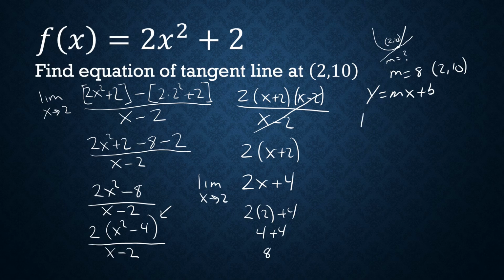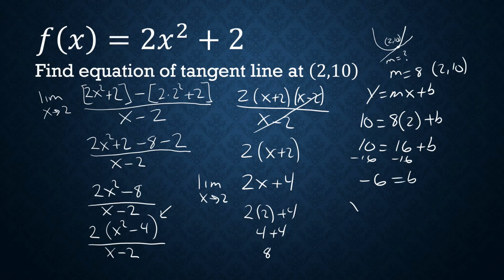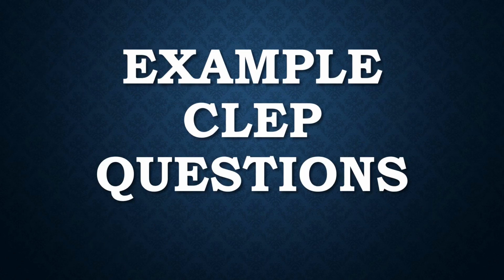My y is 10, slope is 8, x is 2, plus b, which gives me 10 equals 16 plus b. Subtract 16 from both sides. That gives me negative 6 is equal to b. So we have our equation y equals 8x minus 6. Now we can take a look at a few example CLEP questions.